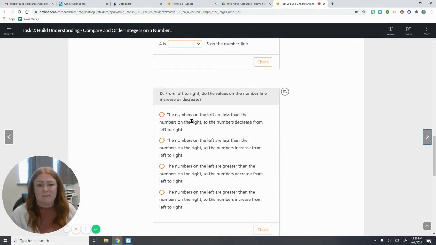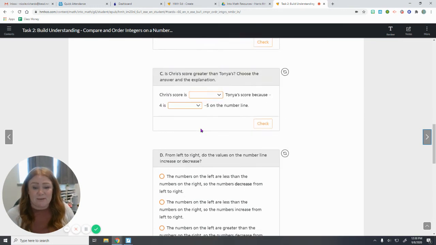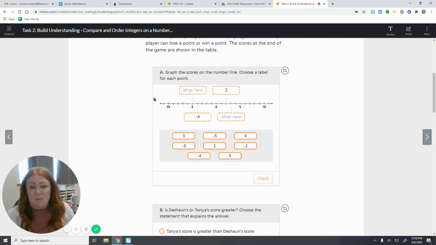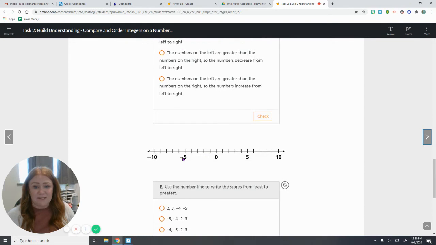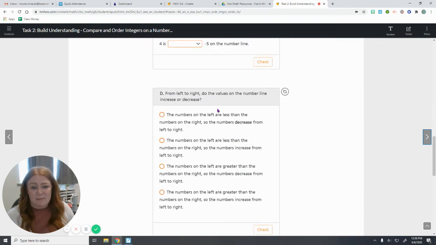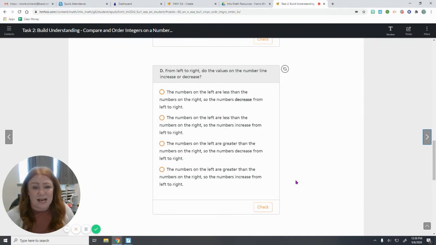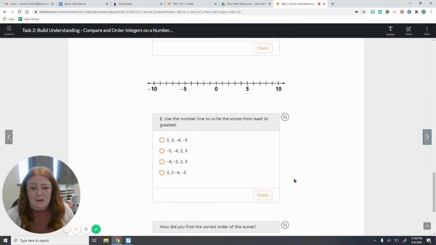And D says from left to right, do the values on the number line increase or decrease? So we've talked about this a lot. When we're on the left, we're smaller. As we move to the right, we get larger. Left, smaller, right, bigger. So pause and read through those and see which one matches that information.